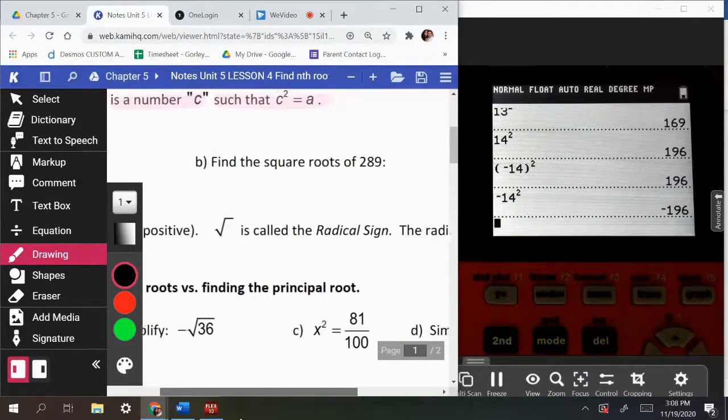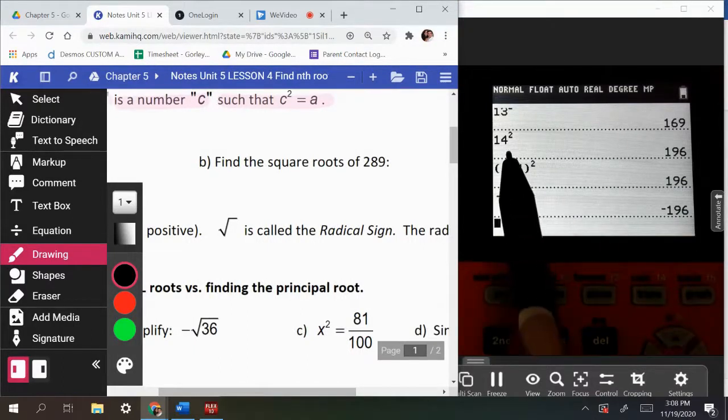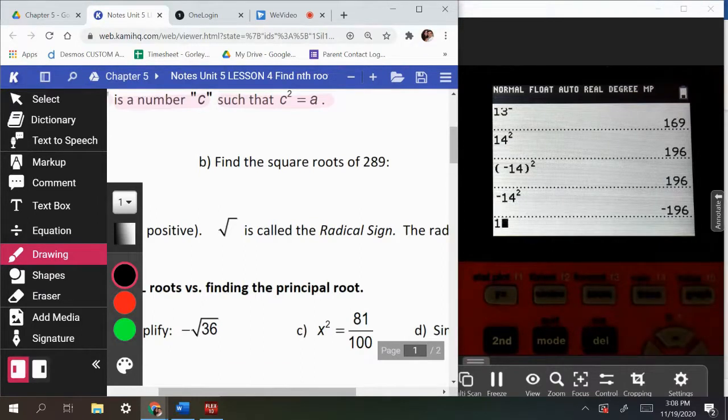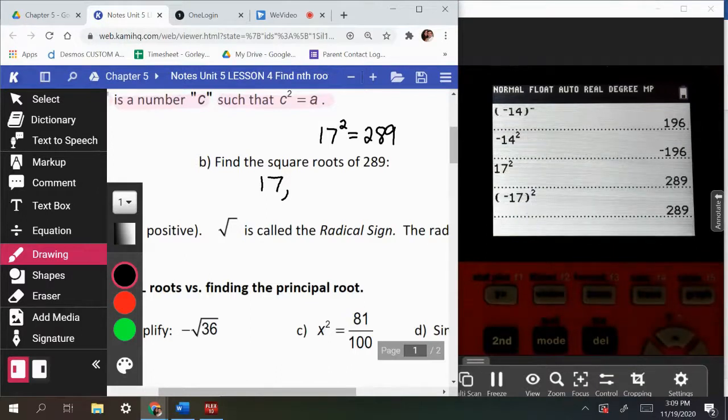What about finding the square roots of 289? Well, we already know that 14 squared is 196. So it's going to have to be a number bigger than that. Maybe we'll try 17 squared. Oh my gosh, that worked, 289. So I'm going to say 17 is a square root of 289, because 17 squared is 289. Also, negative 17 would work as well, right? I'm still going to get 289.